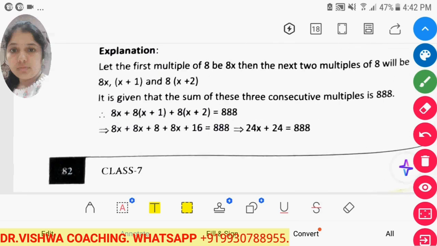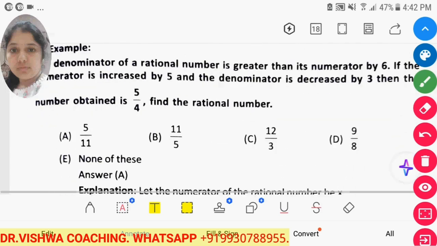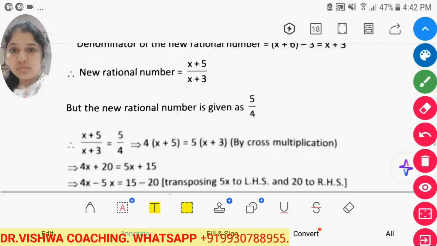Now see, this is the representation of the equation: 8x plus 8 into the bracket x plus 1 plus 8 into the bracket x plus 2 is equal to 888. Now multiply inside the brackets with 8, simplify, and again further simplify it, solve it to find the value of x. When we solve the problem, I will show you how to solve it.